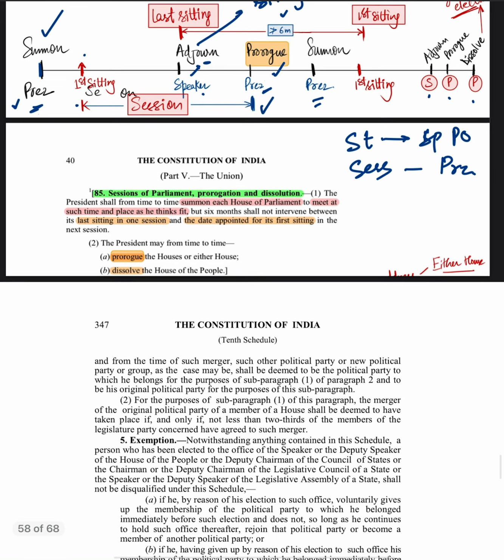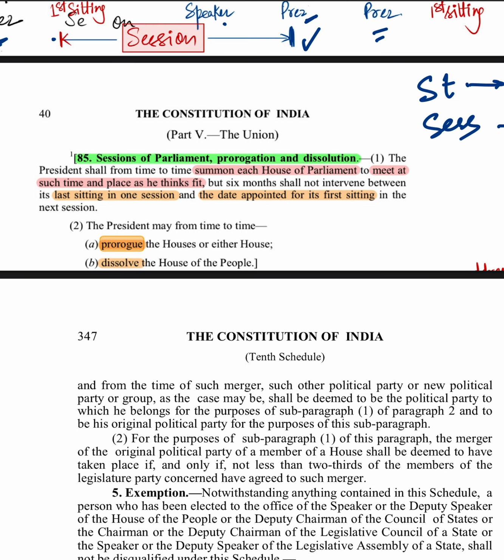Mind it. See, sessions of the Parliament, prorogation and dissolution. The President shall, read it very very carefully. This is where UPSC asks and keeps the trap. And we keep harping on current affairs. Nothing. Read the basics clear, and I can promise you we will be through. Out of 18 questions, 14-15 questions are these only.